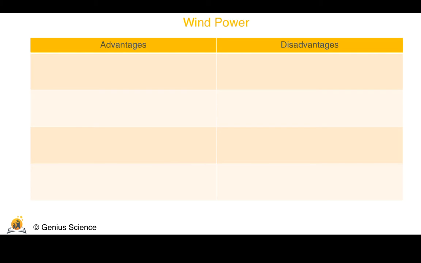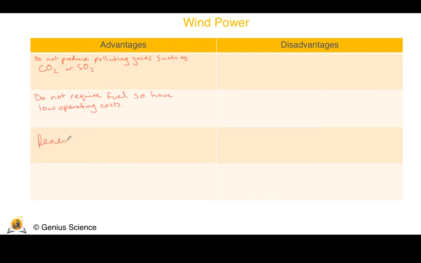We will now describe the advantages and disadvantages of wind power. Well, an advantage of wind power is that it does not produce polluting gases, such as carbon dioxide or sulfur dioxide. Another advantage is that the wind turbines do not require fuel to operate, so they have low operating costs. Our third and final advantage is that wind power is a renewable energy resource. In other words, there will always be wind.